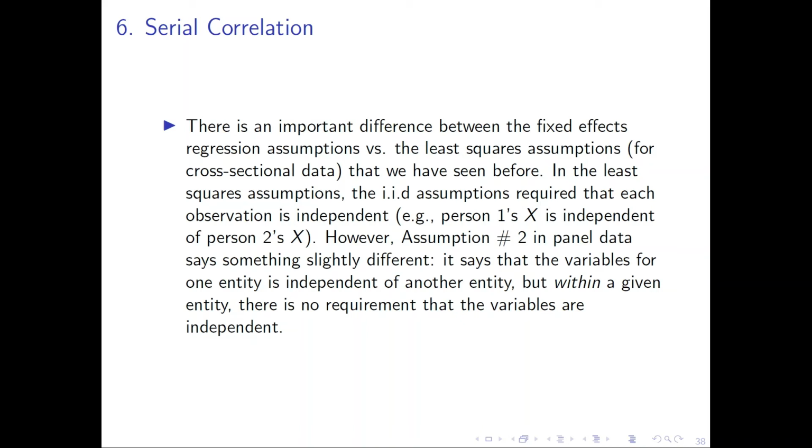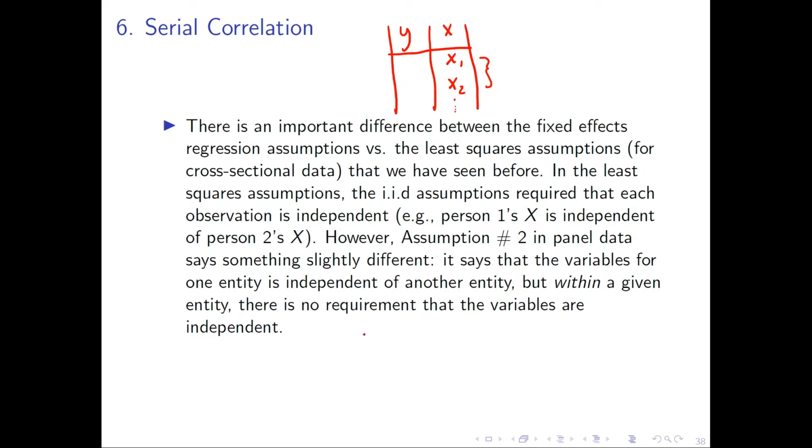Remember the least squares assumptions for cross-sectional data? I'm thinking about assumption 2, in which the x variable is independently and identically distributed across the sample. For example, you have cross-sectional data like this. So you have x1, x2, and so on, and all these x's are independent. So there's no correlation between any of these rows.